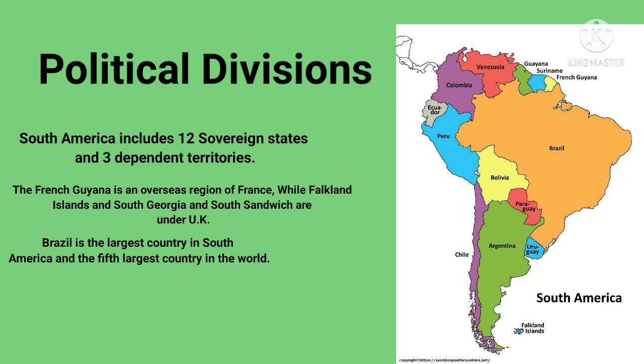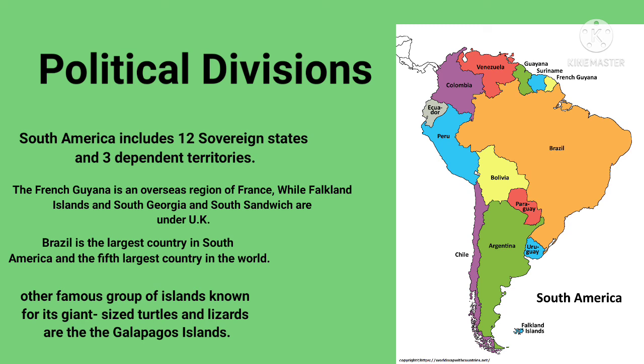Brazil is the largest country in South America, and it is the 5th largest country in the world. Very important to note. Apart from this, another point is also important: French Guiana is an overseas region of France, a European country, so it is under the control of France. Well, the Falkland Islands and South Georgia and the South Sandwich Islands are under the control of the United Kingdom.